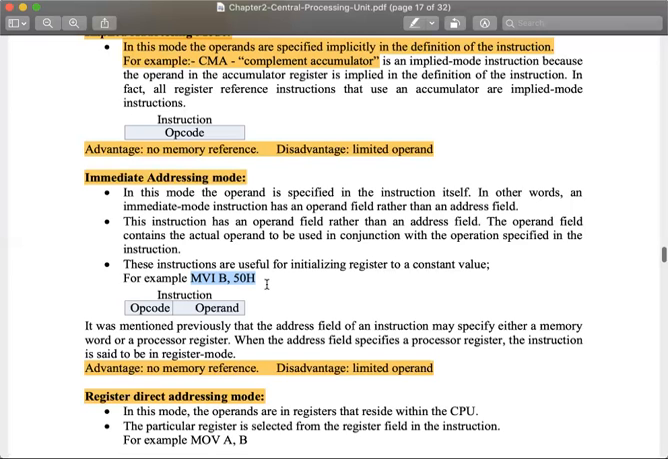So whatever the data is saved in 50H, you will have to bring that and move it to the B register. So this instruction is very easy. Memory address is given. You just take the data from there and save it to the B register. Okay, so this is called the immediate addressing mode. Okay, so এখানে যেমন কোনো রেফারেন্স থাকবে না, এক্সাক্ট মেমোরি অ্যাড্রেস দেওয়া থাকবে, and the disadvantage is limited operand.